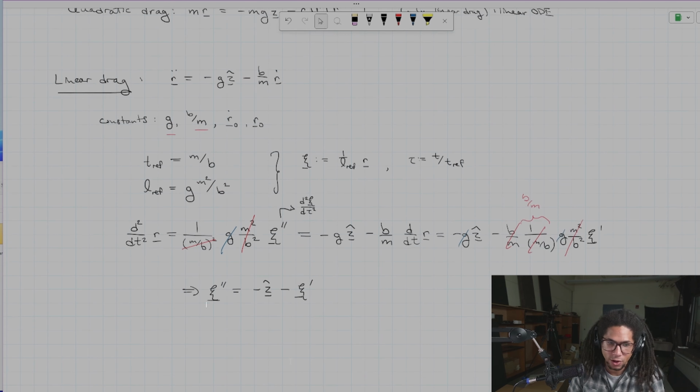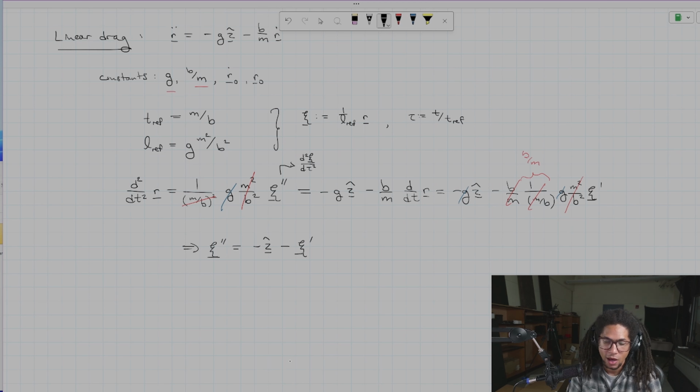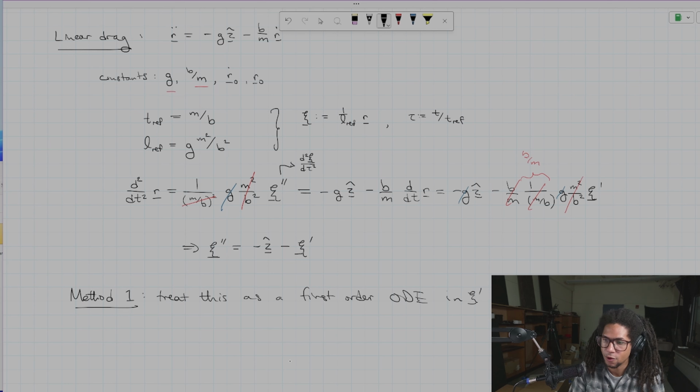Okay, so now we're in a good place to actually start solving this equation. And I'm going to point out that there are basically two ways that you could approach it. Method one, which I'm not going to follow, but you should go ahead and check out, is that I could treat this as a first order ODE in C prime. And then once you solve that, you'll get a new differential equation for C prime. And then you can solve that for C. And this works absolutely as anticipated. So go ahead and try it out on your own.